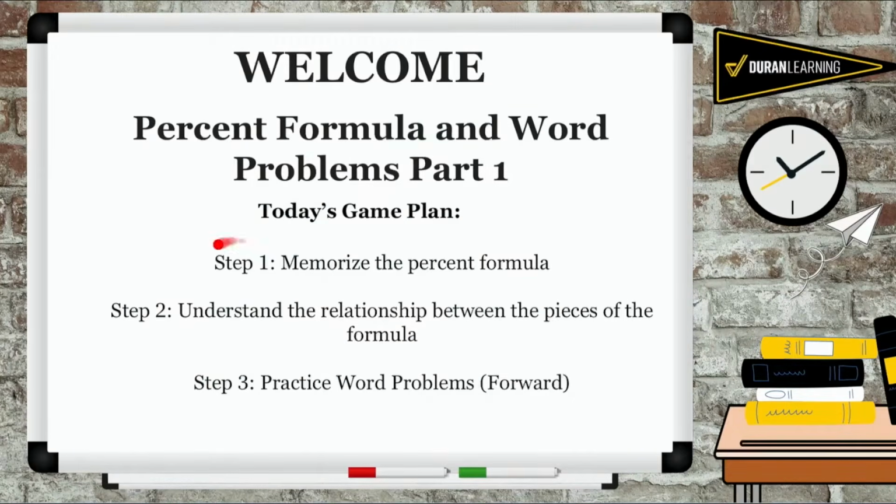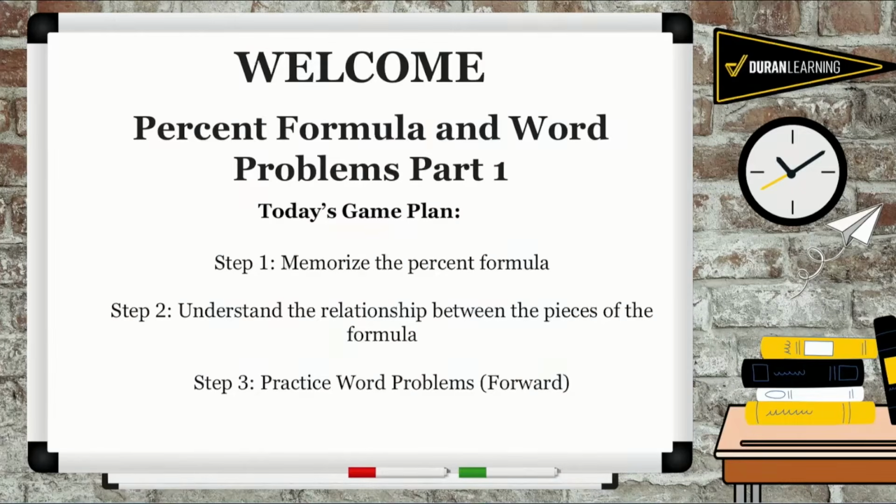Step 1 for us, we're going to start off with memorizing that formula. The first step to truly understanding something is having that foundation. So we're going to memorize that formula through and through. And then once we have a good basis for that formula, we're going to understand the relationships between those pieces. That way, when we get into those word problems, we're less afraid and less anxious and more excited about identifying what we know. So again, number 1, we're going to memorize that formula. Number 2, understand those relationships. And then number 3, we're going to practice those word problems.